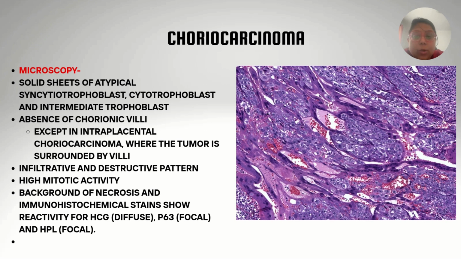On microscopy, solid sheets of atypical syncytial trophoblast, cytotrophoblast, and intermediate trophoblast are seen. Note that there is always absence of chorionic villi except in intraplacental choriocarcinoma, where the tumor is surrounded by villi. The tumor has an infiltrative and destructive pattern. It has a high mitotic count and the background can show necrosis and hemorrhage. IHC stains show reactivity for HCG, which is diffuse, p63, which is focal, and HPL, which is focal.